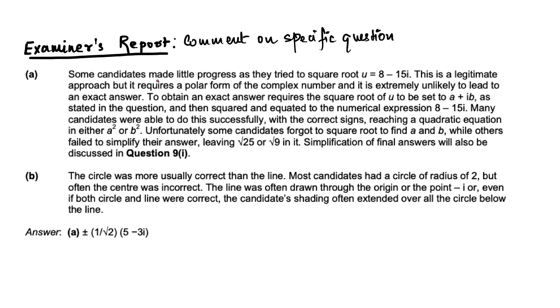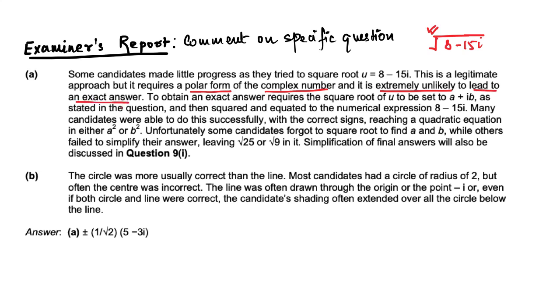Some candidates made little progress as they tried to square root this. This is a legitimate approach, but it requires the polar form of a complex number and it is extremely unlikely to lead to an exact answer. If we work directly, we start with the square root of 8 minus 59i. This is correct, it's not wrong, but in this we'll need to work with the polar form of the complex number, which is extremely unlikely to lead to an exact answer.